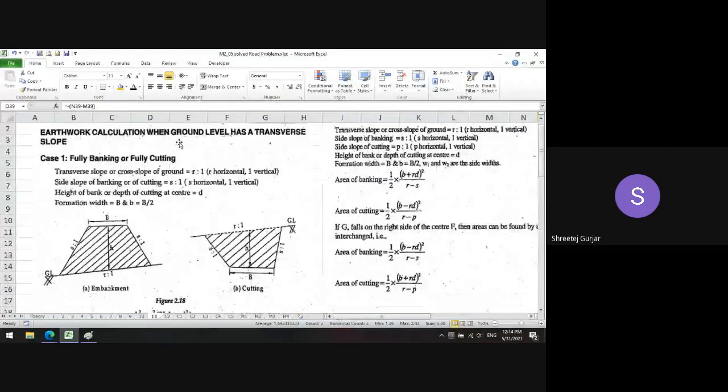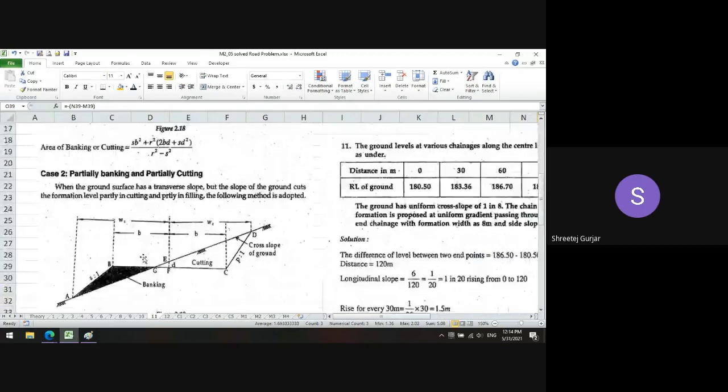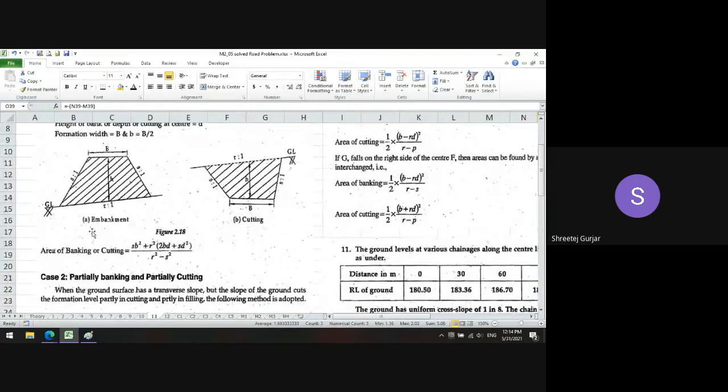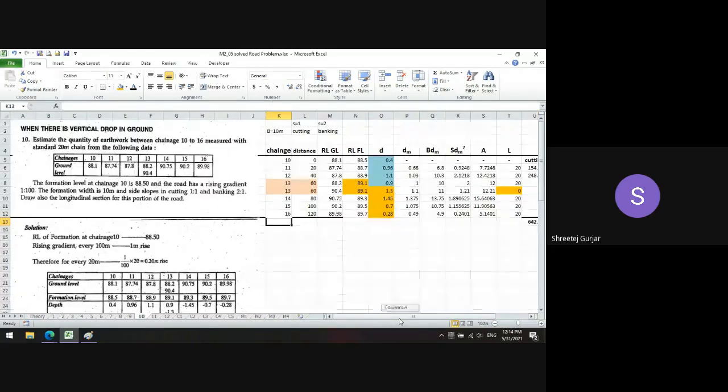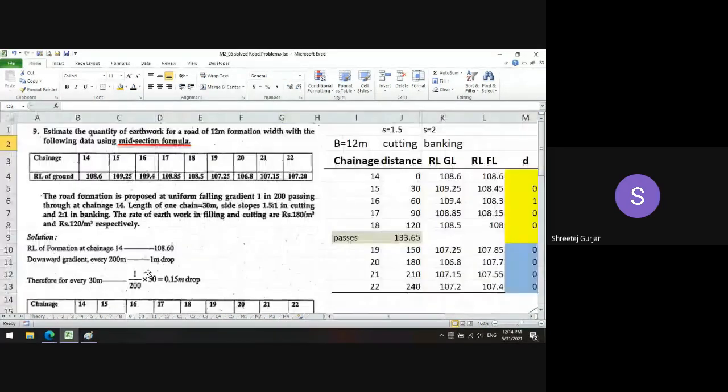This kind of numerical, if you have a transverse slope, they will give you this R value. So you have to use this formula, calculate the individual area, calculate the mean area, multiply that by the interval, and you will get your total quantity. If they also provide you with your rate of cutting and of filling, then you can multiply that and prepare an abstract, and work out the total amount that is required for an excavation, or for banking.